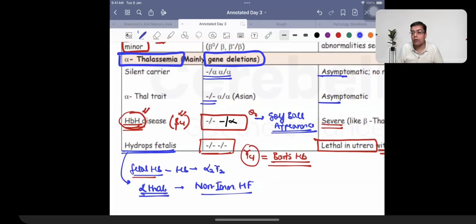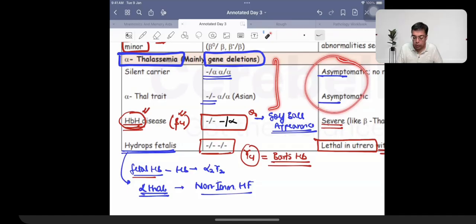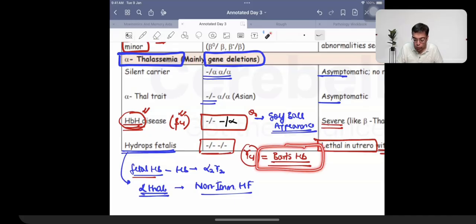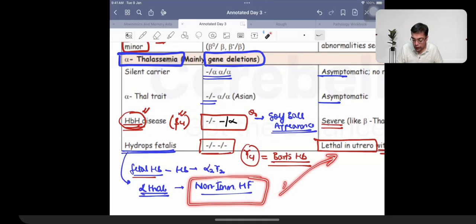So there is a relatively lesser chance of alpha thalassemia being asked in an exam, but we have to be prepared for the exam in any which way. When one gene or two genes are deleted, remember, gene deletion is causing the trouble over here, then it is going to be asymptomatic. When three genes are deleted, it causes a disease called HbH disease. When all four genes are deleted, it is associated with formation of Bart's hemoglobin, which is associated with non-immune hydrops fetalis. It is lethal in utero.